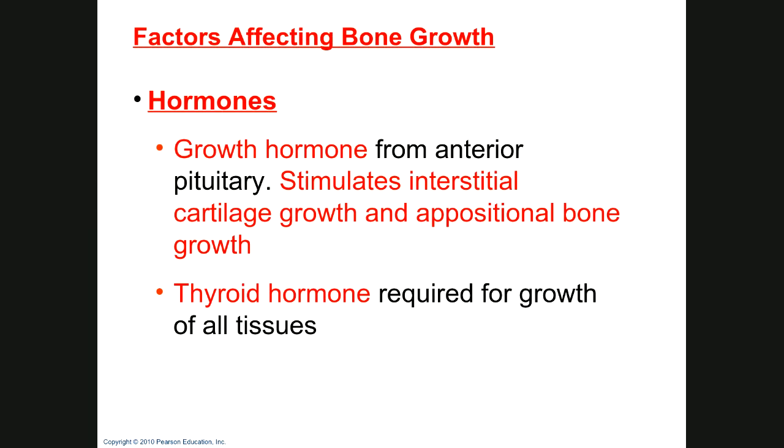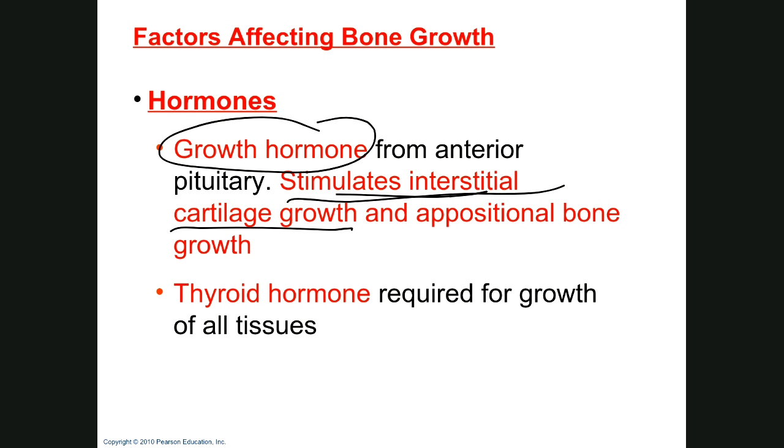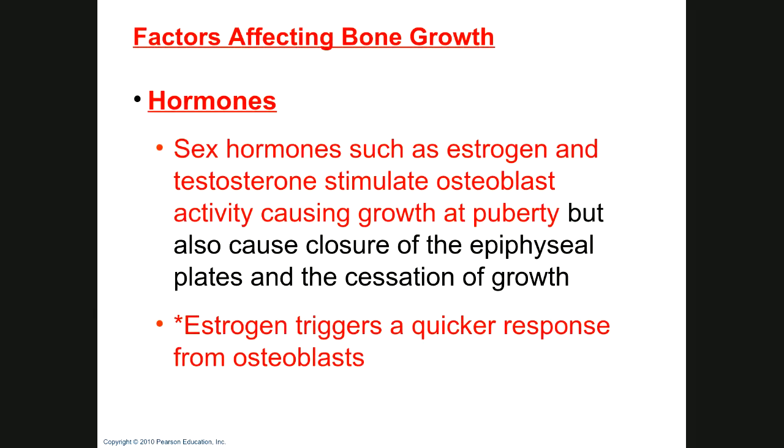Hormones are needed for good bone growth. During puberty and childhood, we need growth hormones, which stimulate the growth of bones and cartilage. So it stimulates interstitial and appositional growth. Thyroid hormone is needed for the proper functioning of growth hormone. We also need estrogen and progesterone and testosterone, especially at puberty.